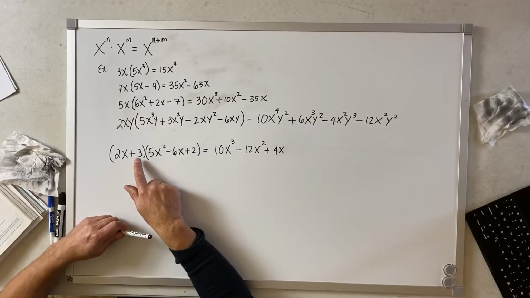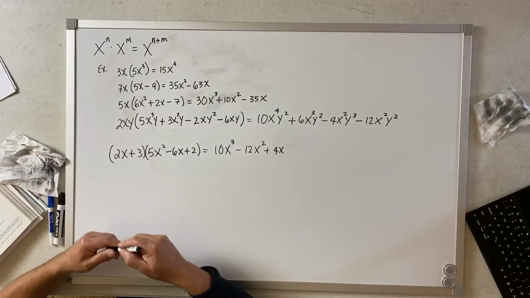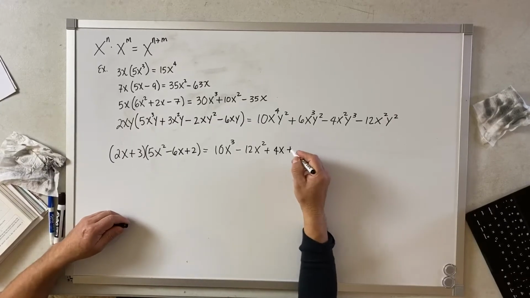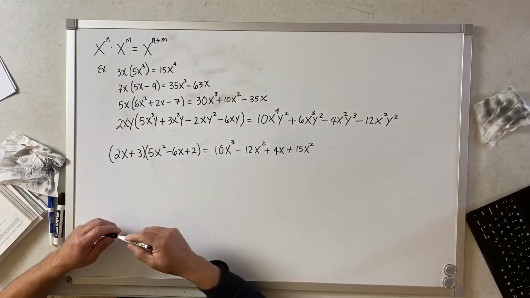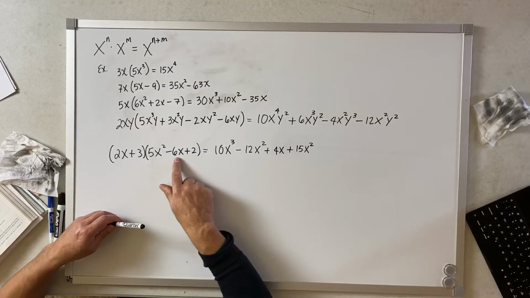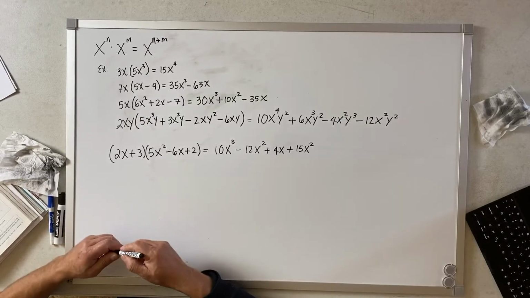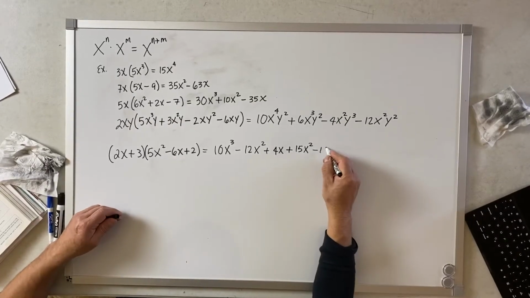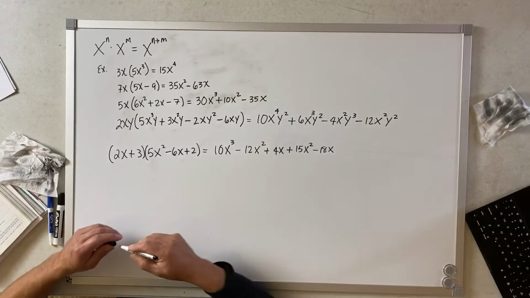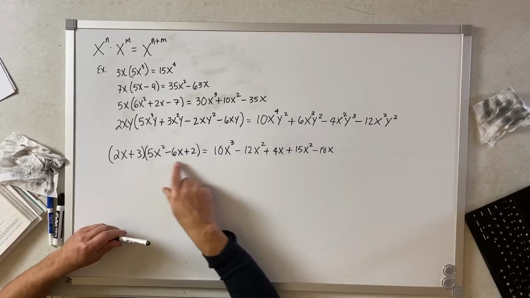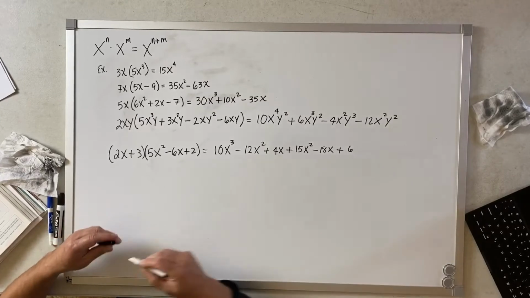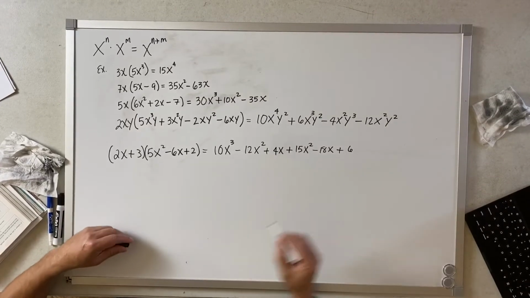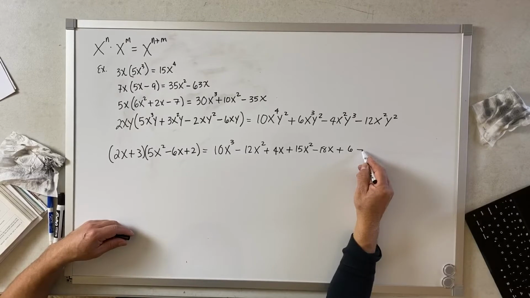Now the 3. The 3 times the 5x squared is plus 15x squared. The 3 times the negative 6x is negative 18x. And then the 3 times the 2 is plus 6. Now we combine like terms.